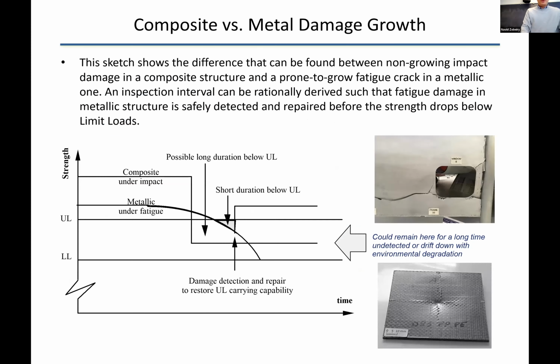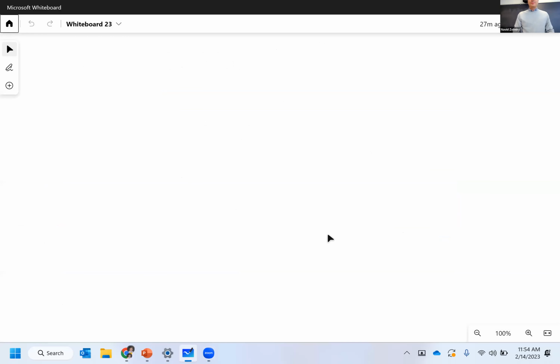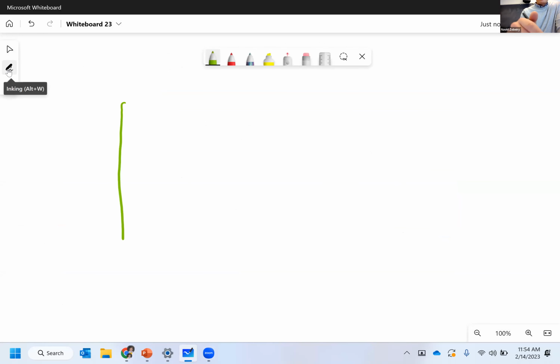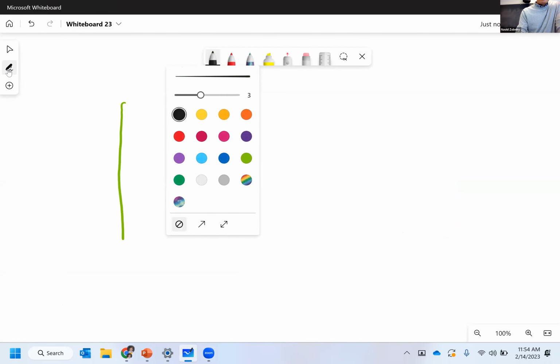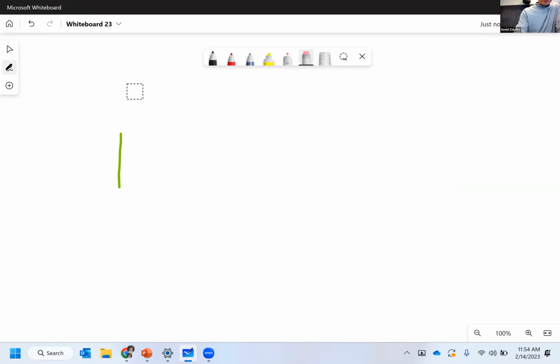Okay, so I have to draw this because it's a bit complex. Let's go back. The people who are seeing, I have to share my screen, I think. Screen, okay. Okay, my board. Differences between metals and composites. Let's say, why is it green? My son draws on this and changes the colors. Okay, sorry.